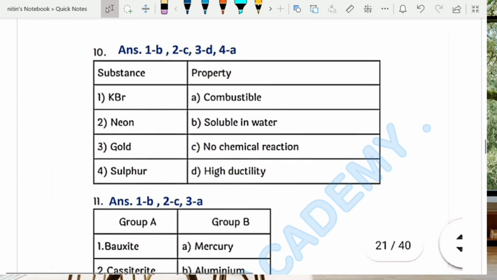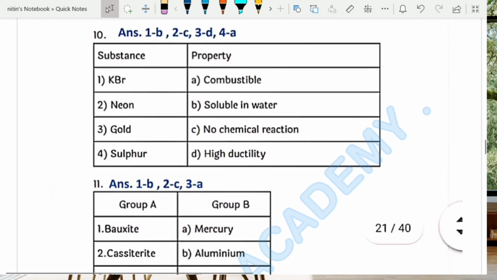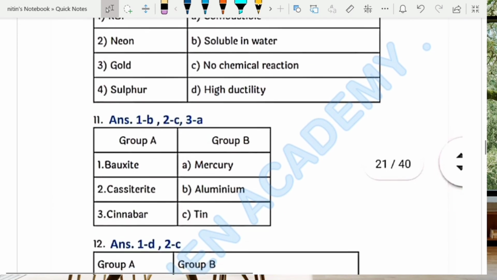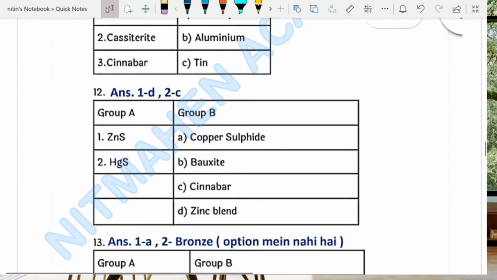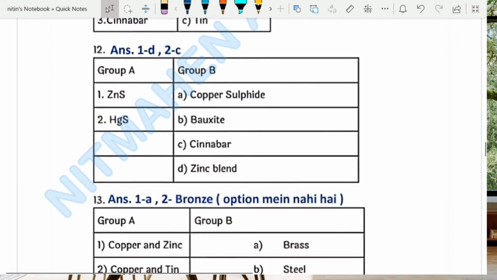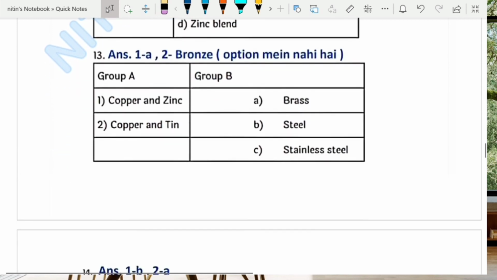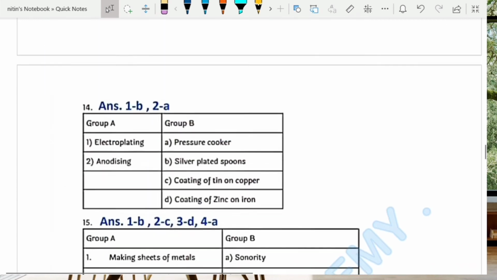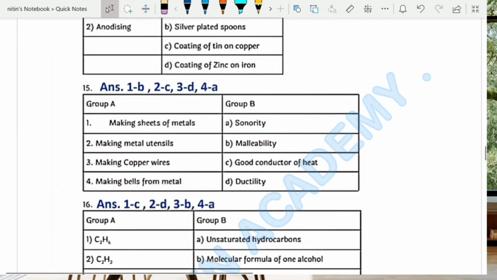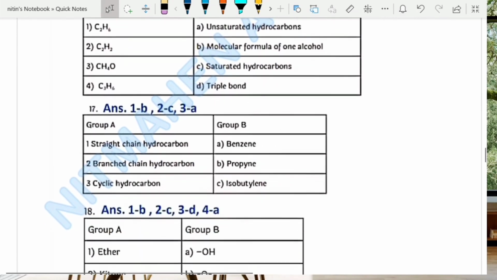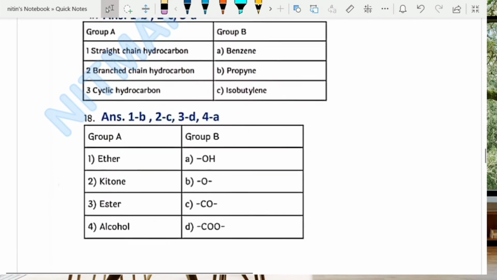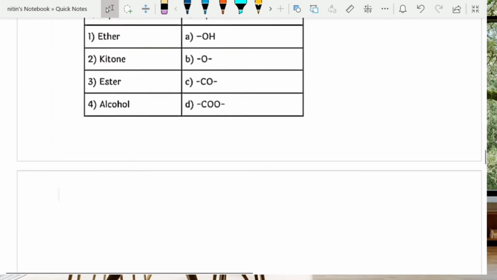It is the answer. Look at this first chart, second chart, third chart, 12 numbers, all the match the pair, match the following pair. Okay, 14 number chart, it is 15 number, be careful, 16, 17, 18.